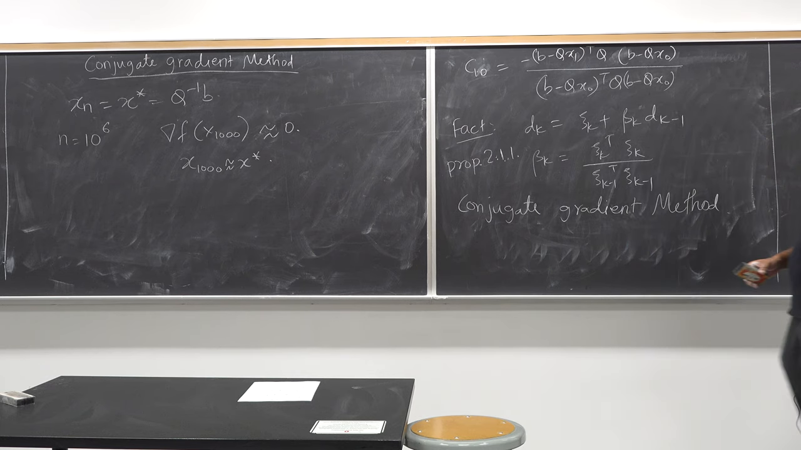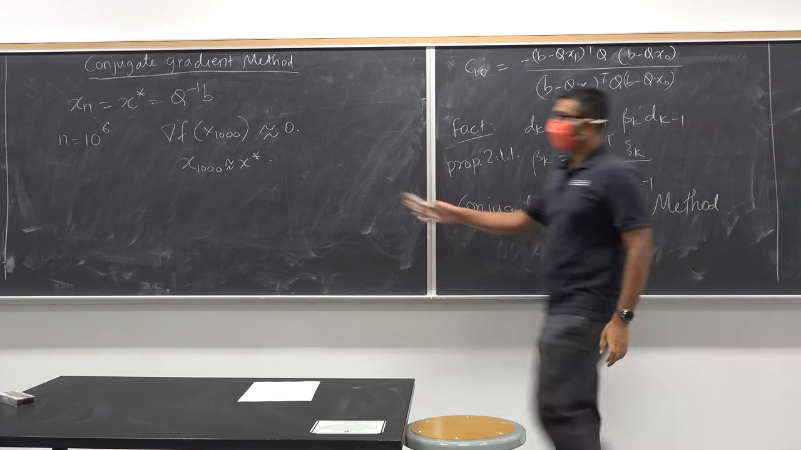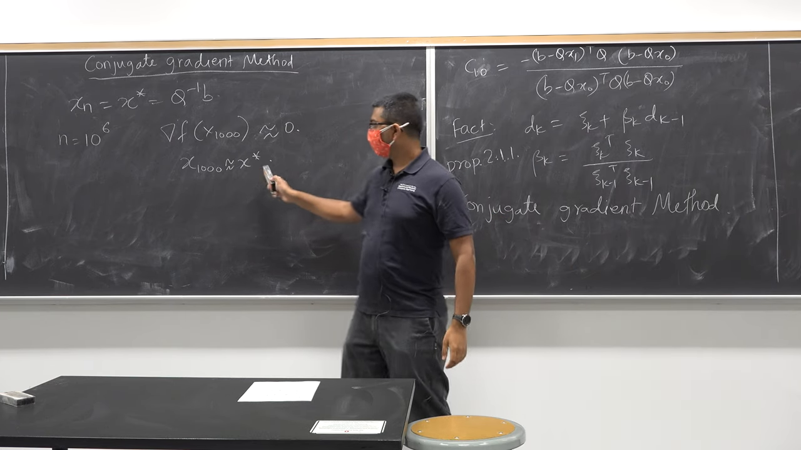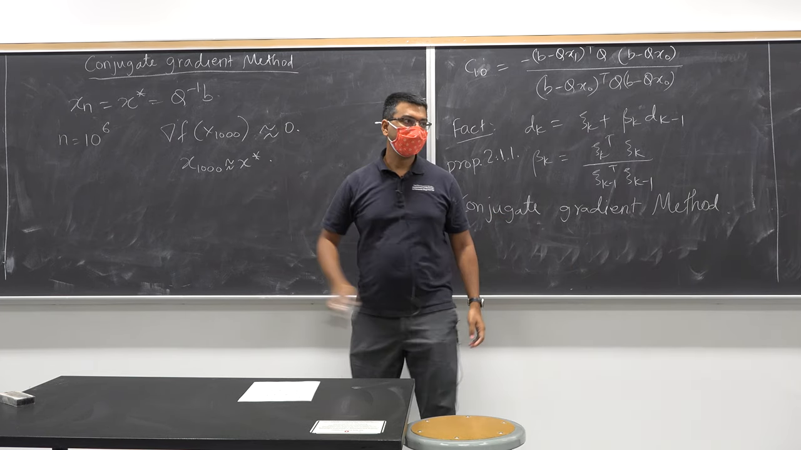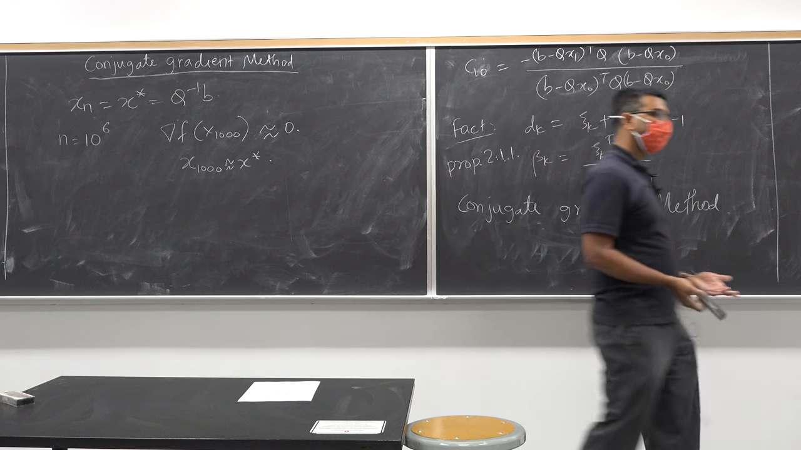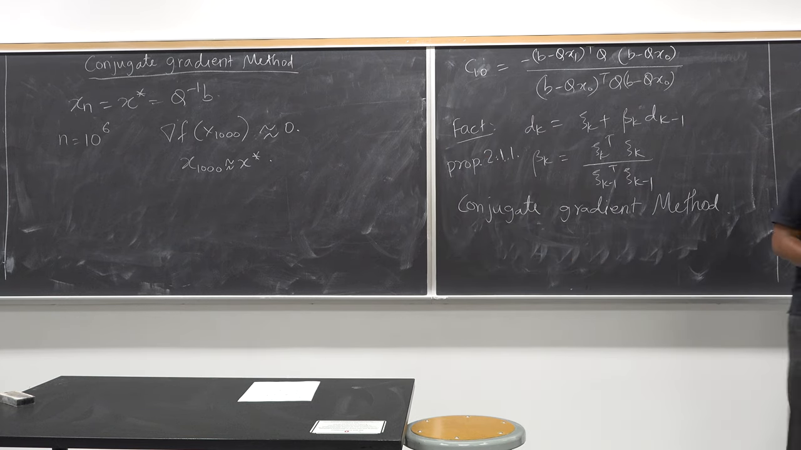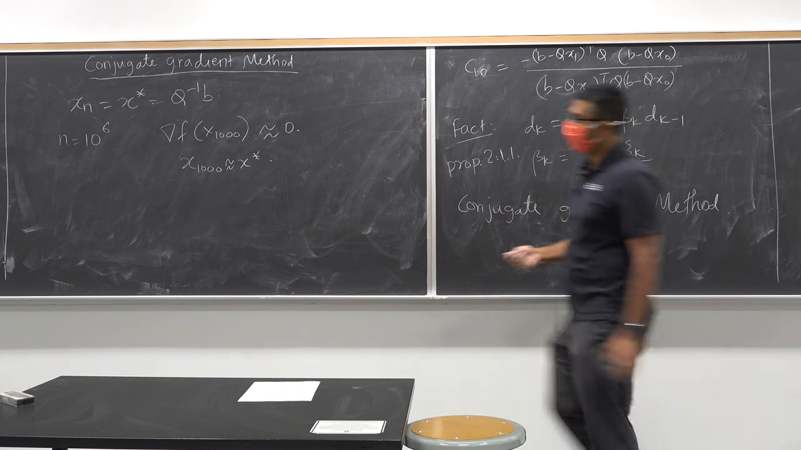That's difficult to know because we don't know what your tolerance level is. If you want to get all the way to X star, you probably haven't saved too much. However, there is still some savings, okay? And why is there savings?